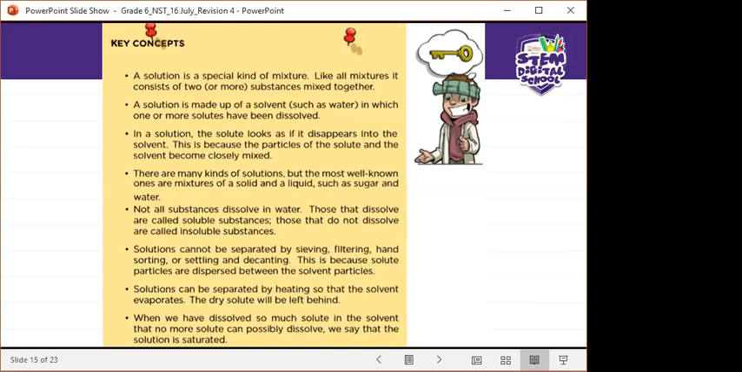Then solutions cannot be separated by sieving, filtering, hand sorting, or settling and decanting. This is because solid particles are dispersed between the solvent particles. Then solutions can be separated by heating so that the solvent evaporates. The dry solute will be left behind, and remember, we call this process crystallization. Okay. The last point reads, when we have dissolved so much solute in the solvent that no more solute can possibly dissolve, we say that the solution is saturated.